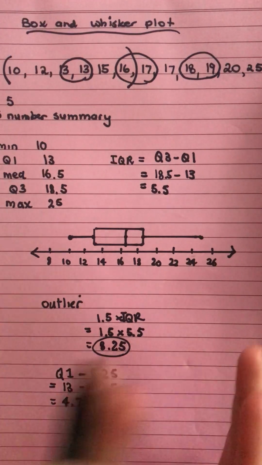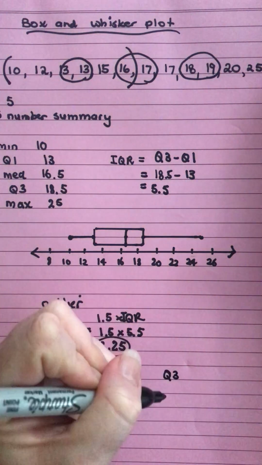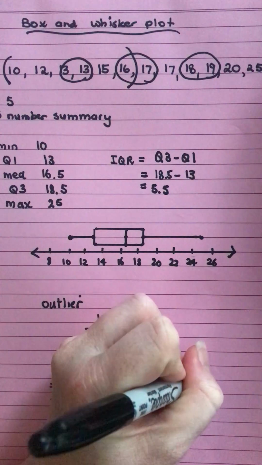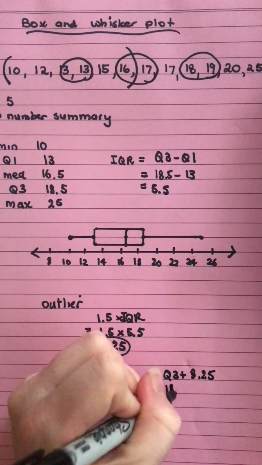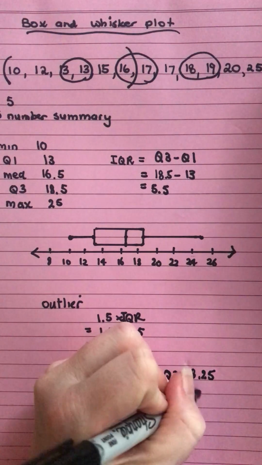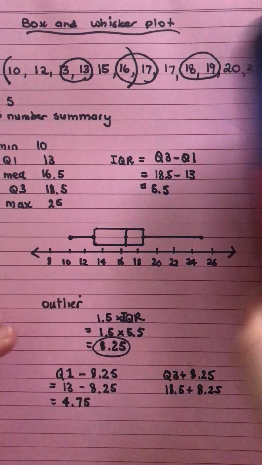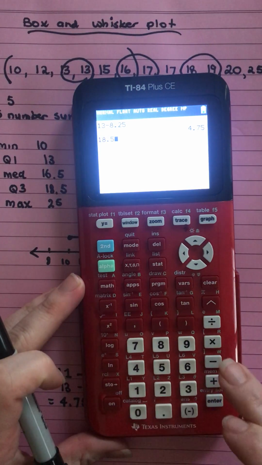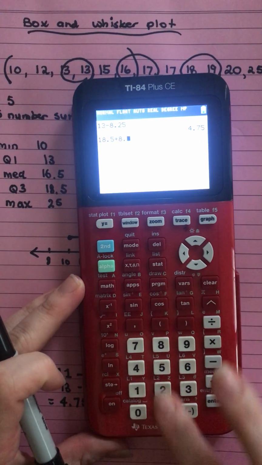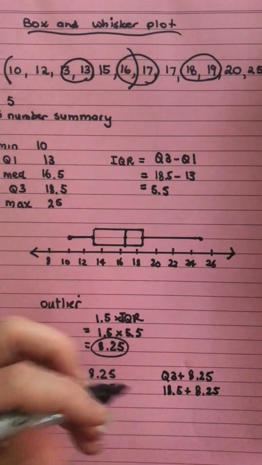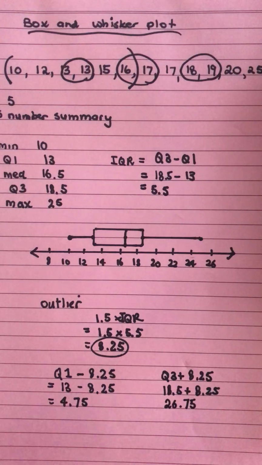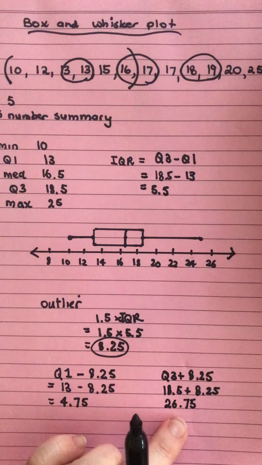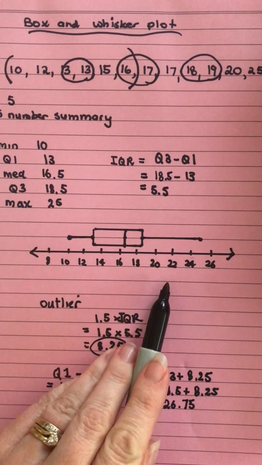So that's my lower fence, and then I'll check my upper fence, which is when I do Q3 plus that 8.25. So that's where I'll do my Q3, which is 18.5. I'm going to add my 8.25 to it, and I get 26.75. So I look for any numbers that are bigger than 26.75. My biggest number is 25, so it's not an outlier because it's not bigger than 26.75. So my box and whisker plot stays as it is.